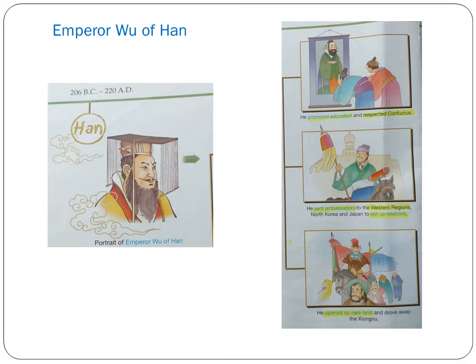So unlike Emperor Qin Shi Huang, who burned the books and the scholars, Emperor Wu of Han promoted education. That means he respected knowledge, he respected books, and he also respected the Confucius theory. Number 2, he sent ambassadors to the Western regions, such as North Korea and Japan, to set up relations. He seems like a very friendly ruler, and he wants to have very good relations with his neighbors and other countries. So he sent ambassadors of peace to offer his friendly support to them.